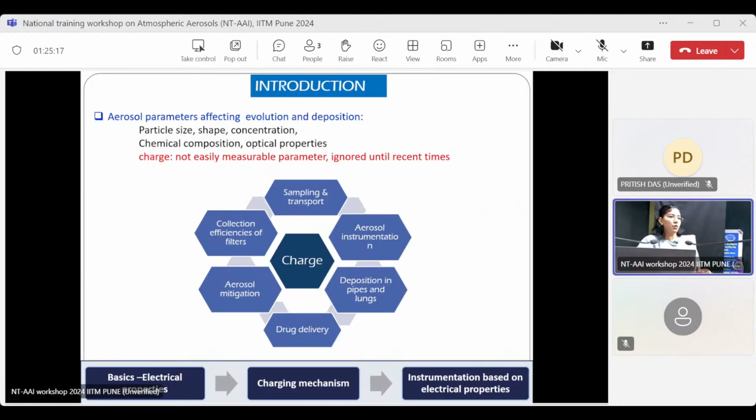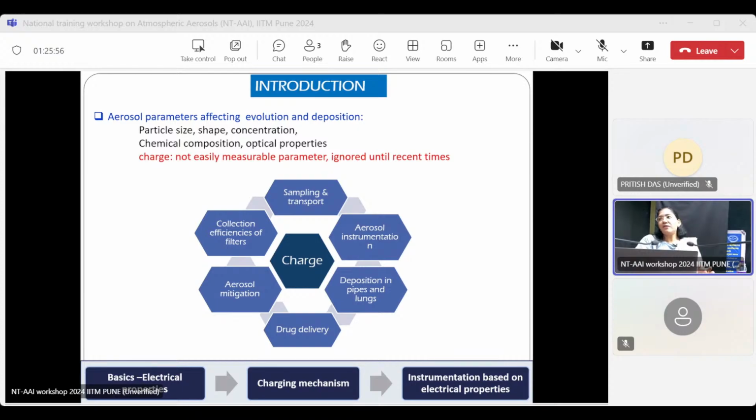So we all know that there are many properties which decide the aerosol dynamics, its deposition, its evolution, and the growth, etc. The properties are particle size, shape, concentration, composition, and charge. Among these, charge is a little complicated to measure, hence many a times ignored. Even though the charge is very important, it has an impact on the sampling and transportation of the aerosols inside the tubing, and the deposition inside the lungs and the pipes is also impacted by the charge carried by the aerosol particles.